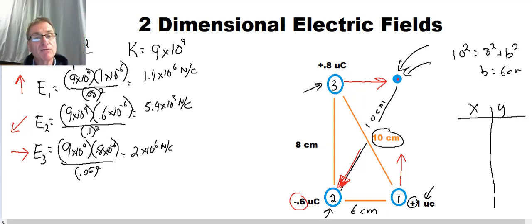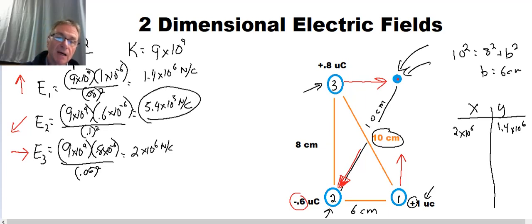So E1 and E3 I can add right away to my table. Well, E1 is in the positive y direction, so this is going to be 1.4 times 10 to the 6th. Okay. E3 I can add, and that's going to be positive in the x direction, so this is going to be 2 times 10 to the 6th. But now what I need to do is I need to break that guy up into its component vectors, okay, x and y vectors.